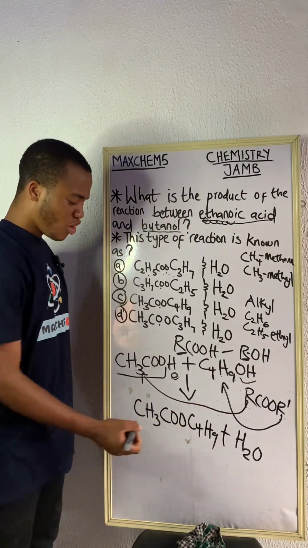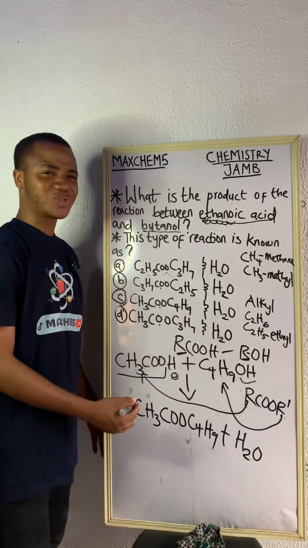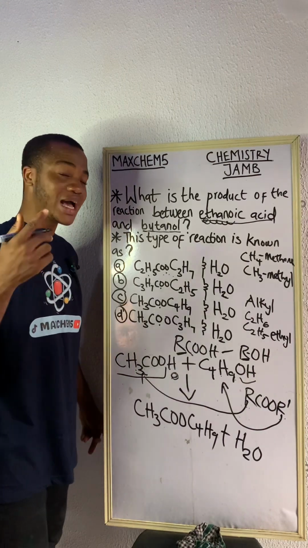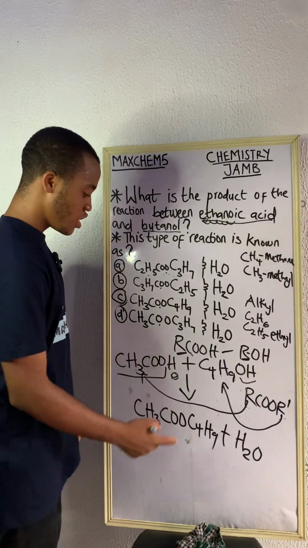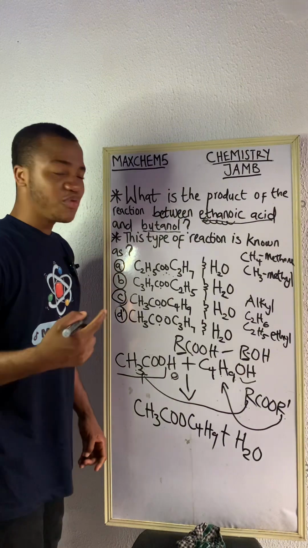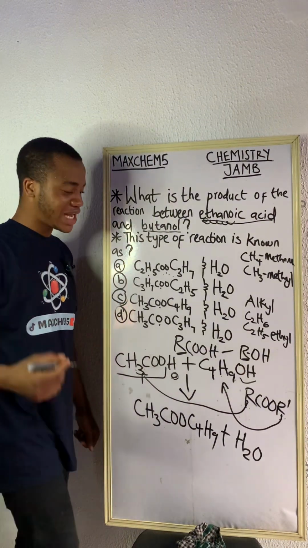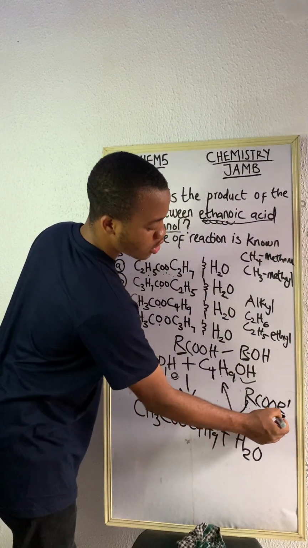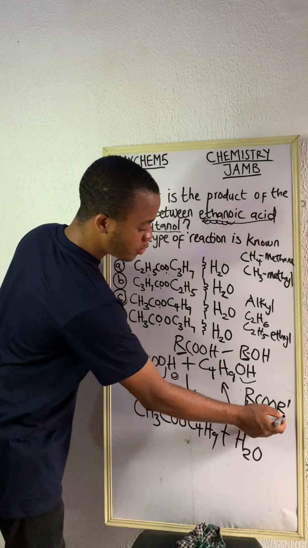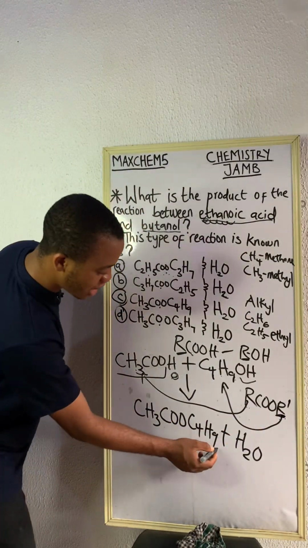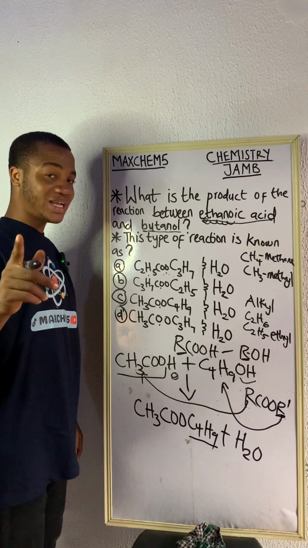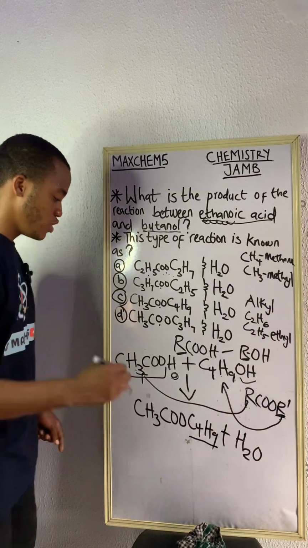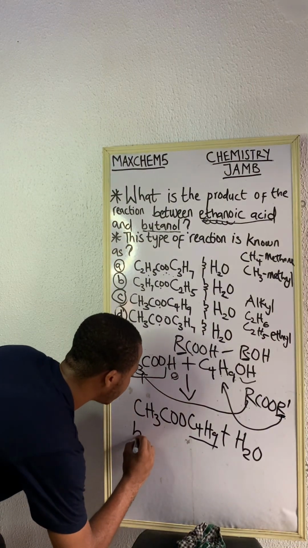Now, what is the name of this compound? The name of this compound is so simple, and let me teach you how to name esters too. So how do you name esters? If you want to name esters, we usually name esters from the R prime group. So what is the R prime? This is the R prime, which is C4H9. And what do I call that? Correct, butyl. So you are going to write butyl.